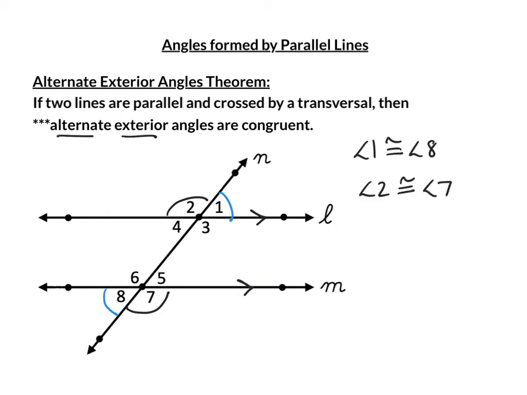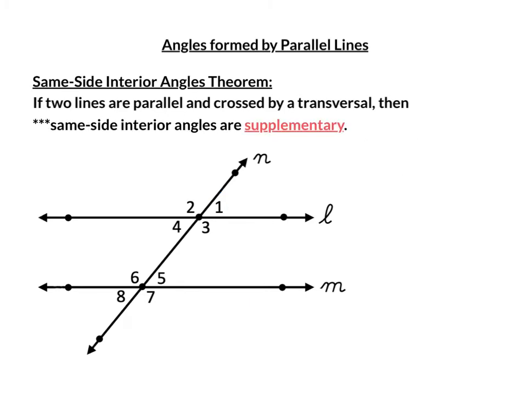So angle 1 is congruent to angle 8 because they're alternate exterior, alternate sides outside the parallel lines, and angle 2 is congruent to angle 7 because they're alternate exterior, alternate sides of the transversal on the exterior of the parallel lines.